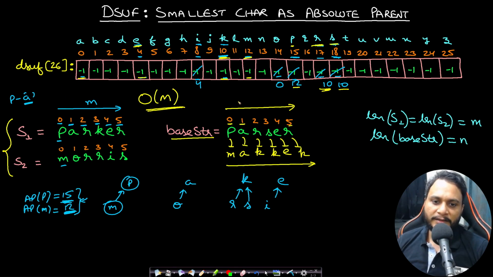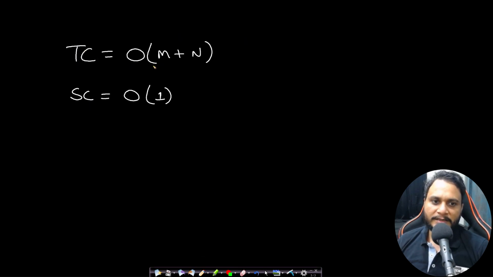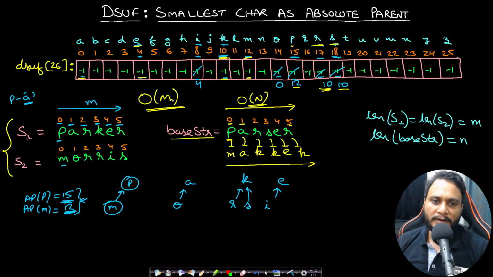And after that, you are going in order of n time through all the items in the base string, and for each of the items you are applying the find operation. Again, it is the inverse Ackermann function, which I will be taking as order of 1. So the total time complexity in this case is going to be m plus n, where m is the length of S1, S2, and n is the length of the base string. And the space complexity is going to be order of 1.